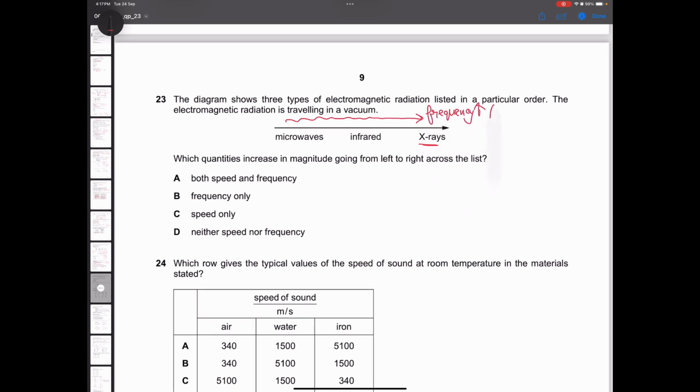And if the frequency increases, energy will also increase. And speed is the same. For all EM waves, speed is 3 times 10 to the power 8. So we need to pick the option with only frequency. That is option number B.